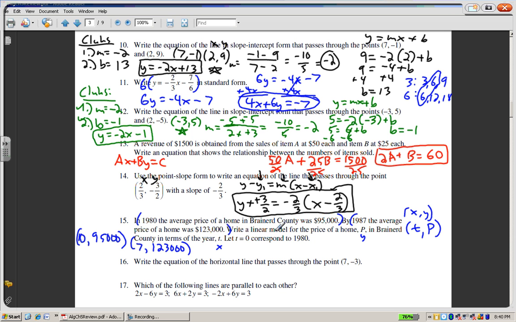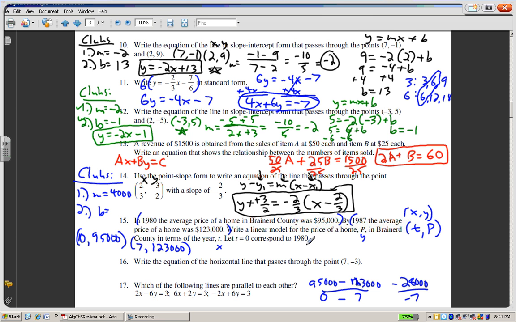Now we need to write a linear model. So I'm going to look for my 2 clues, slope and the y-intercept. Well, for the slope, I'm going to put 95,000 on the top and 0 on the bottom, 123,000 on top and 7 on the bottom. We're going to subtract these and divide them. 95,000 minus 123,000 is negative 28,000, divided by negative 7. And if you divide this out, that's going to be 4,000. So m equals 4,000.